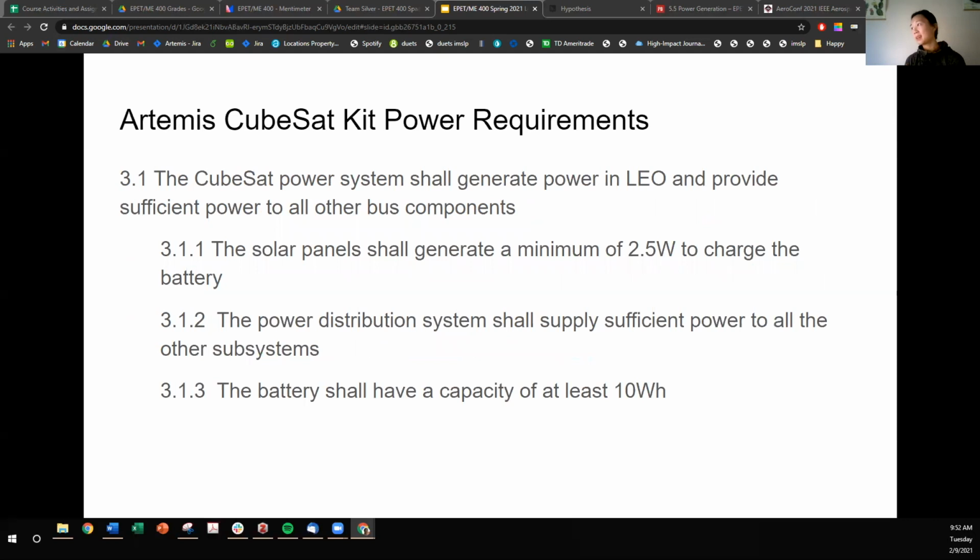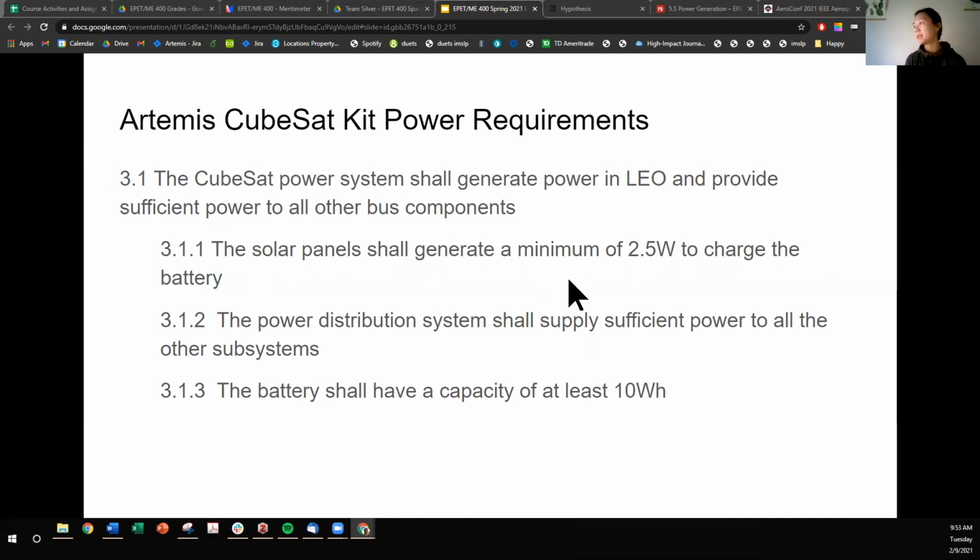For the Artemis CubeSat kit, these are very basic and general requirements, but we were looking into the CubeSat power system generating power in LEO, providing sufficient power to all other bus components. Very preliminary requirement.